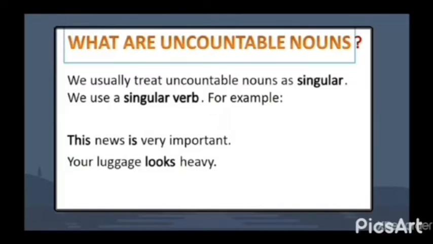Your luggage looks heavy. We never say luggages, we always say luggage. Whatsoever number of bags there are, luggage is always luggage. So luggage is singular in number. That's why we have used looks, s with the verb look.